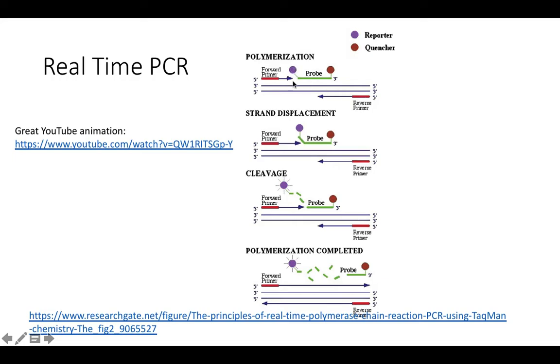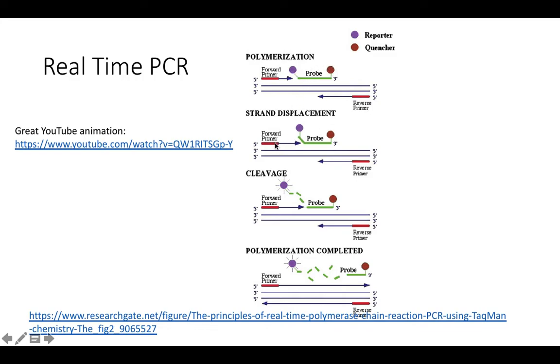And this is a cool thing. In addition, we have a probe that's going to anneal to that target DNA. And this probe, on one end, has a reporter molecule. This is going to fluoresce. And on the opposite end, it has a quencher molecule. As long as the quencher is near the fluorescent molecule, the quencher absorbs all the fluorescence. So basically there's no fluorescence here.